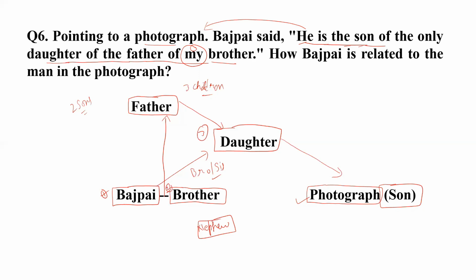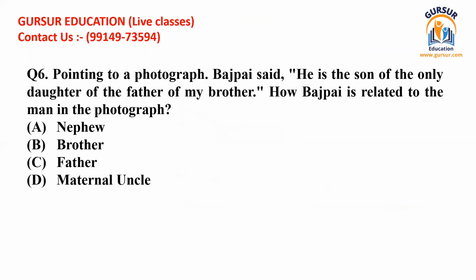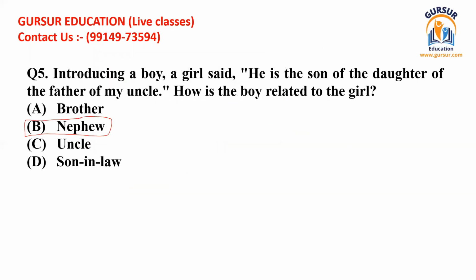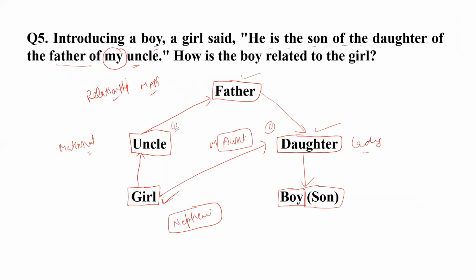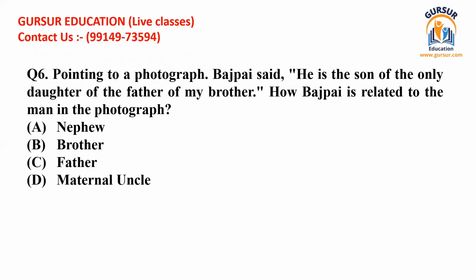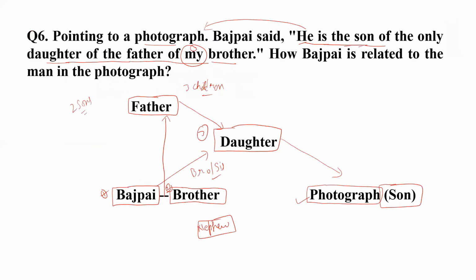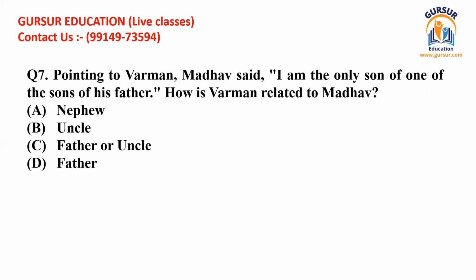So how Bajpai is related to the man in the photograph? He should be the nephew. So nephew has been given at option A. So this is why we shall select it as our possible answer. So in this way, you can find these kind of questions, and I hope you would have enjoyed this by now.